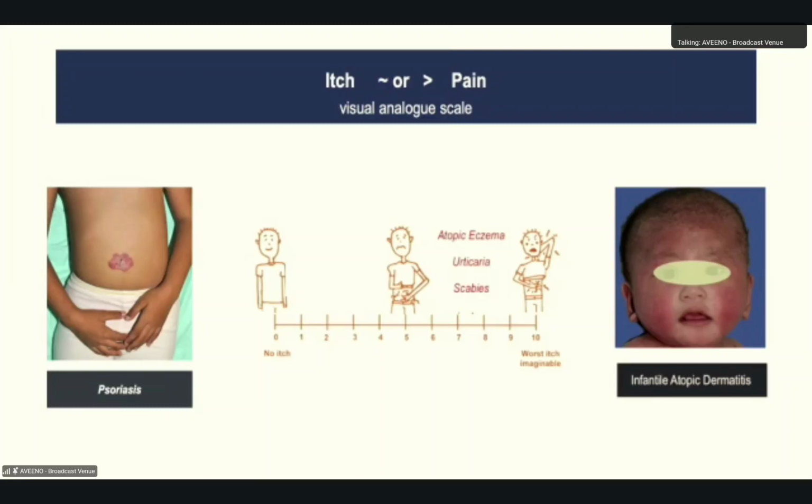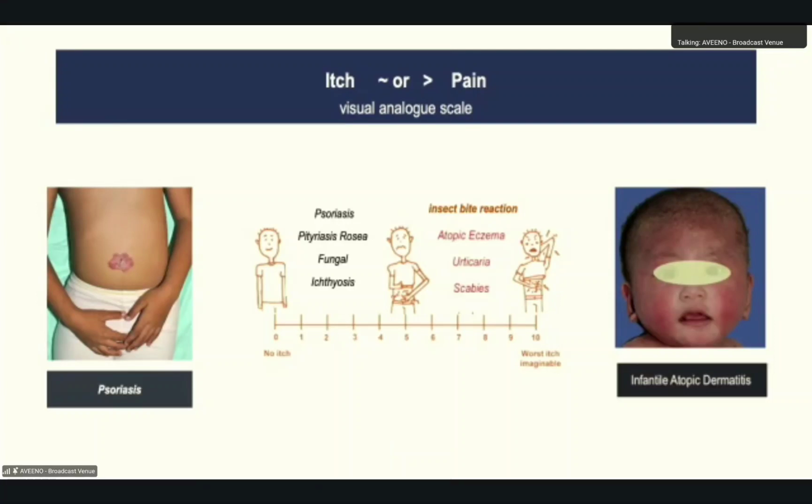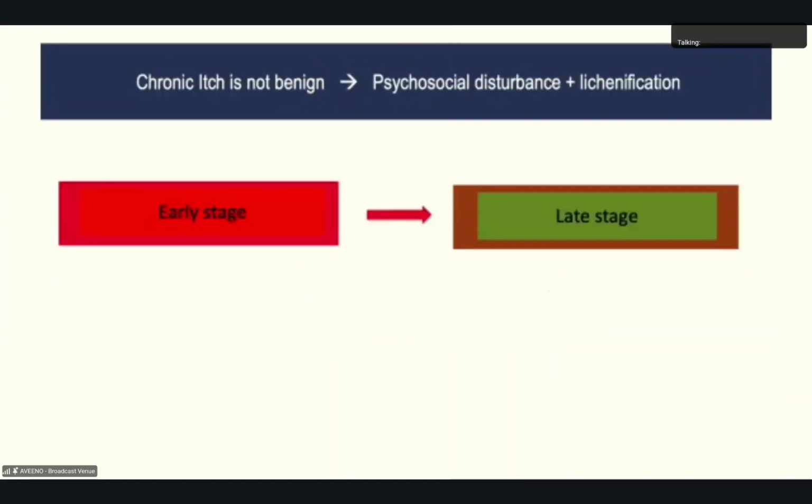So these are the top 3 most itchy conditions in children: atopic eczema, urticaria, scabies, and also insect bite reactions. Other conditions like psoriasis, pityriasis rosea, fungal infections, and ichthyosis do have itch, but usually it's not the most prominent presentation, especially in the early stage of the disease. So the degree of itch is very important, not just for diagnosis, but also for management as well as the early detection of eczema flare.